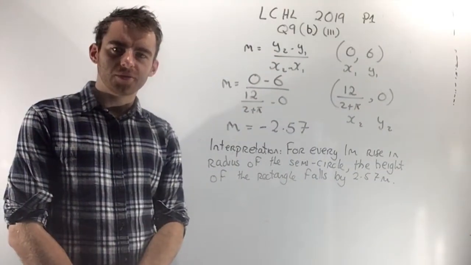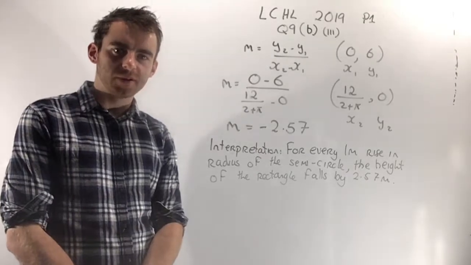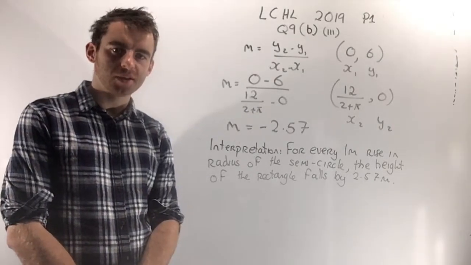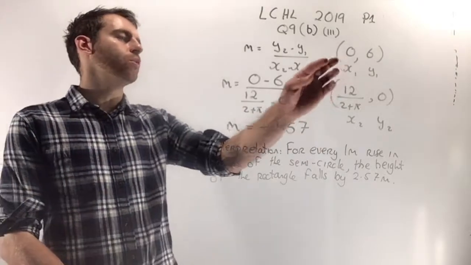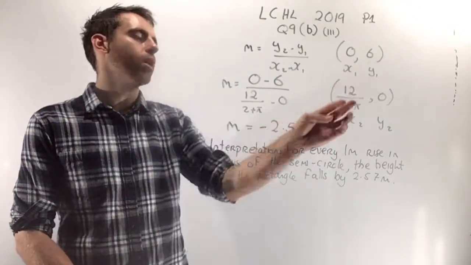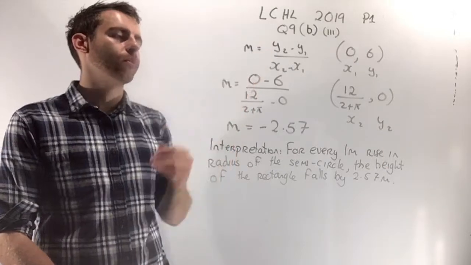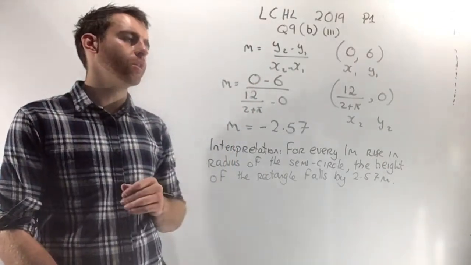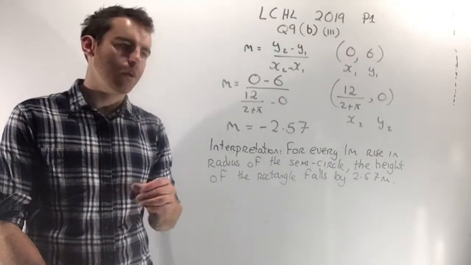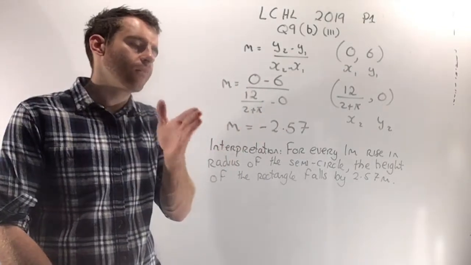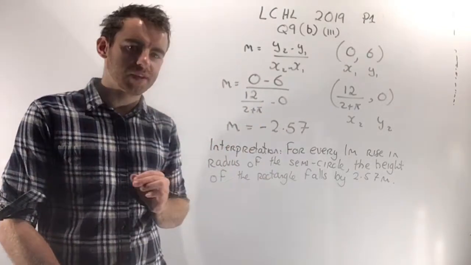Okay, so in B part 3, we're asked to find the slope of the graph and interpret it in the context of the question. Now, since we know two coordinates, I've labelled them as x1, y1 and x2, y2. The easiest way to get the slope is to use your formula from your log tables, y2 minus y1 over x2 minus x1. I just plugged in my values and my slope works out as minus 2.57.